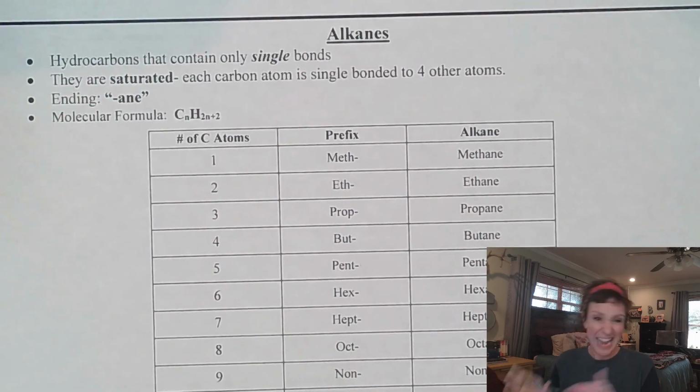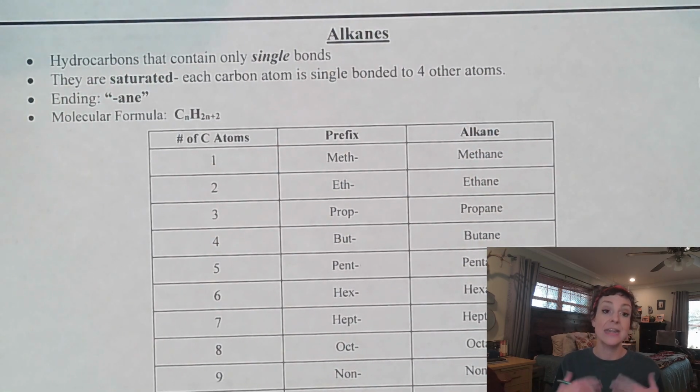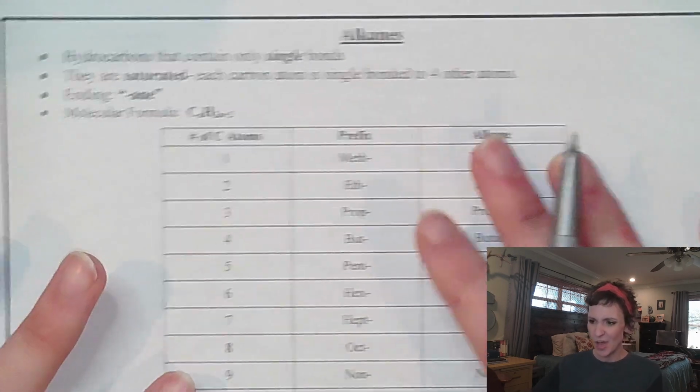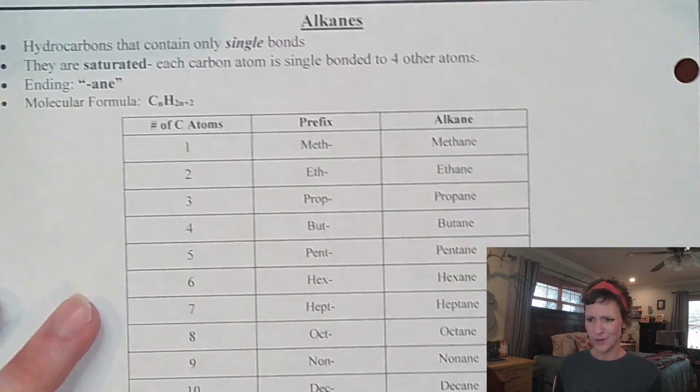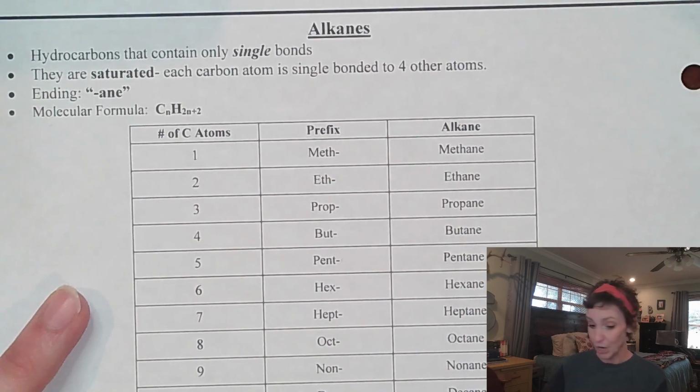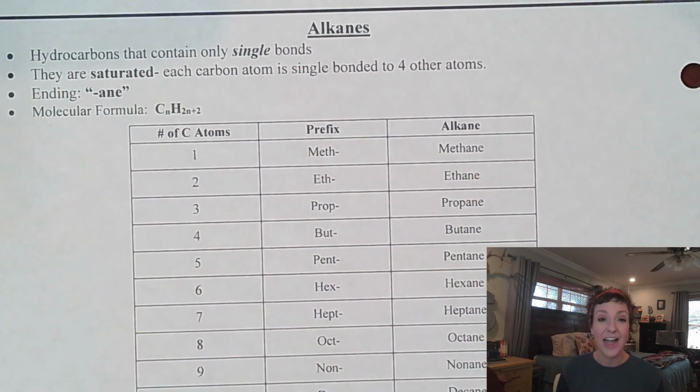Okay, this is a little bit of an intro. Our next lesson is actually going to be on naming branched alkanes, which is where things get a little bit more challenging. It's not challenging, but a little bit more in depth. But I thought, since we're on the topic of hydrocarbons, we could be like, okay, let's focus on what the simplest kind of hydrocarbon is. And the simplest kind of hydrocarbon is what is called an alkane.